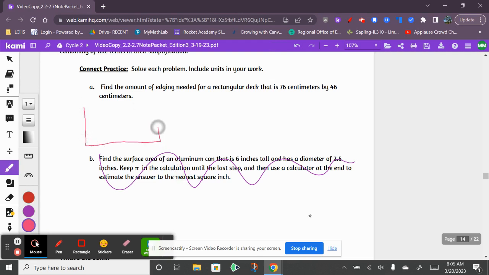So if we look at a rectangular deck and we look at the edging needed, if it's 76 centimeters by 46 centimeters, remember that we also want to include all of the sides if we're looking at edging because we want to find the perimeter. So this side would also be 46 centimeters. And this side would also be 76 centimeters because the opposites are going to be equal. So to find the perimeter, we're going to add up all the sides.